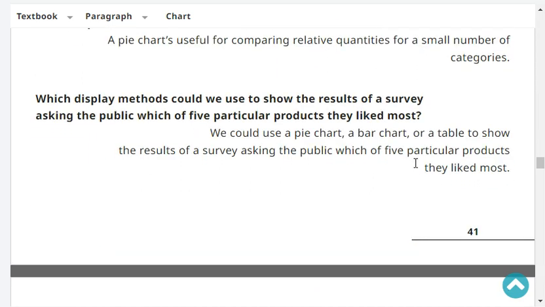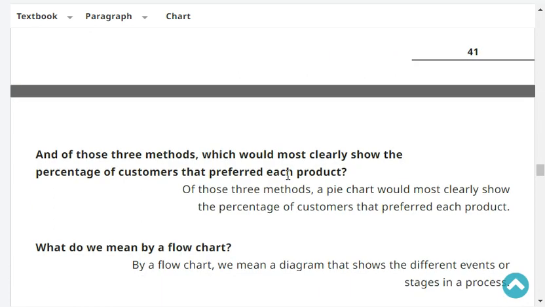Again, which display method could we use to show the result of a survey, asking the public which of five particular products they like most? We could use a pie chart, a bar chart, or a table to show the result of a survey, asking the public which of five particular products they like the most.